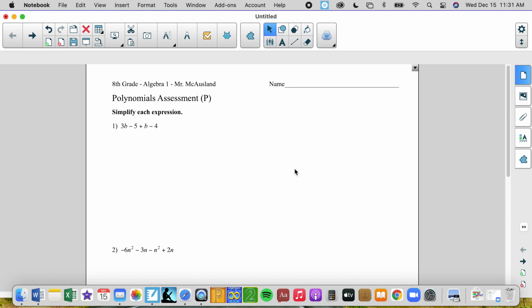Okay, here is a detailed explanation for the polynomial assessment. First thing, we need to simplify the expression. So we see that we have 4 terms, and those 4 terms are 3b, positive b. Those are like terms.